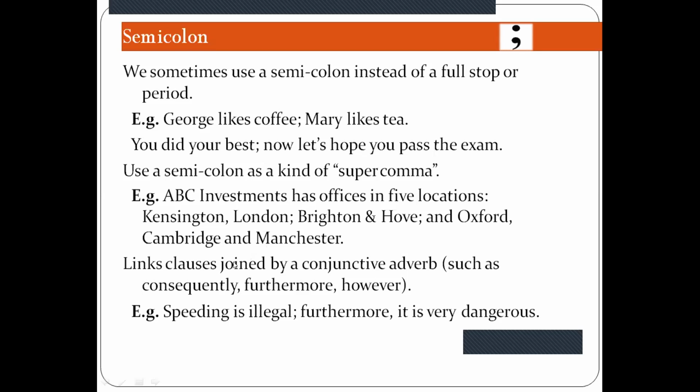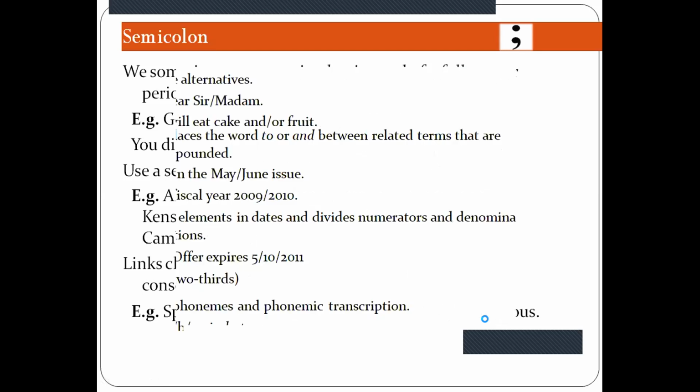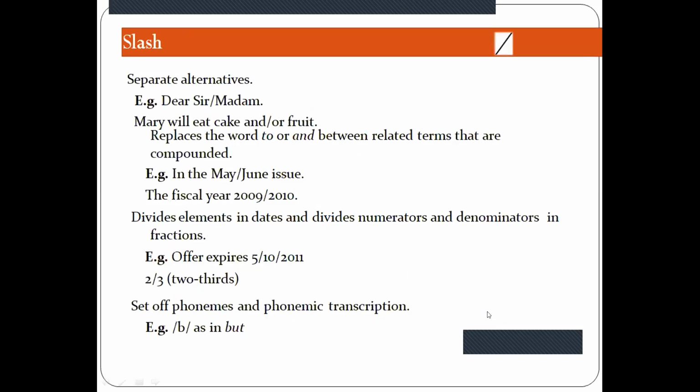And then, link clauses joined by a conjunctive adverb, such as consequently, furthermore, however, therefore, as a result, and so many others. Speeding is illegal; furthermore, it is very dangerous. So we use a semicolon before these words. Remember, this one must be small letter, not capital letters. Then we set it off with a comma, like that. Learn more on conjunctive adverbs.